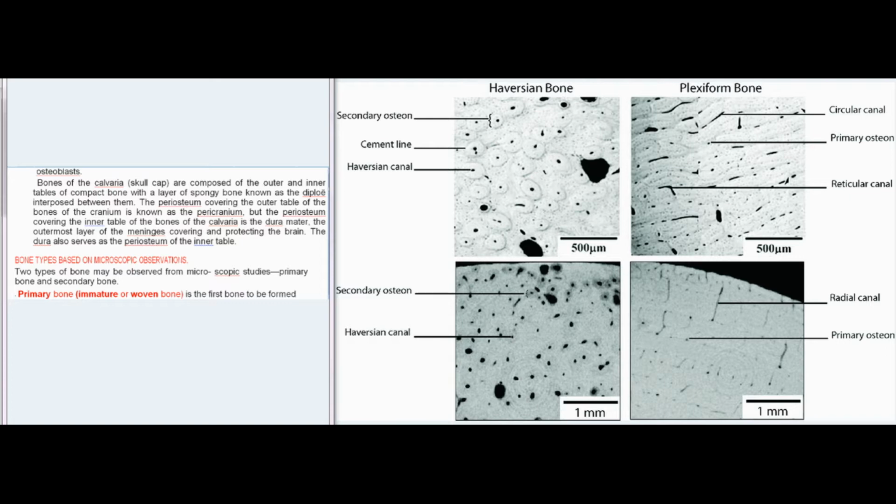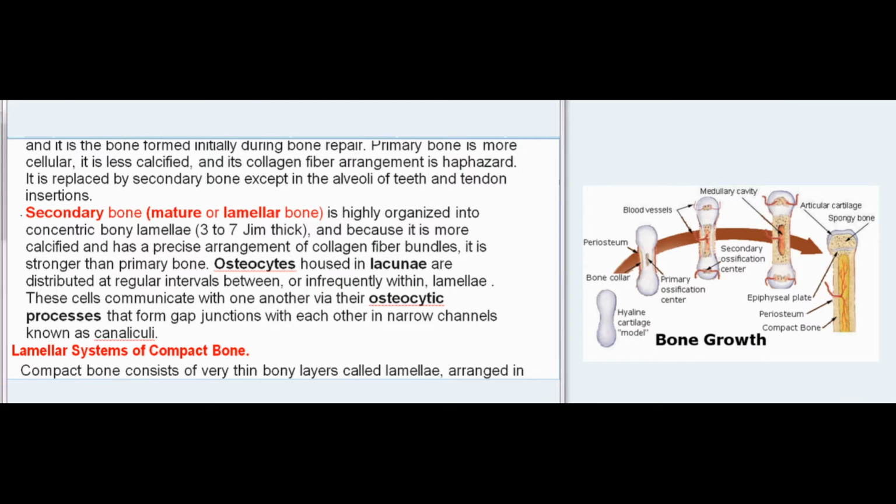Bone types based on microscopic observations. Two types of bone may be observed from microscopic studies: primary bone and secondary bone. Primary bone, immature or woven bone, is the first bone to be formed, and it is the bone formed initially during bone repair. Primary bone is more cellular, it is less calcified, and its collagen fiber arrangement is haphazard. It is replaced by secondary bone except in the alveoli of teeth and tendon insertions.